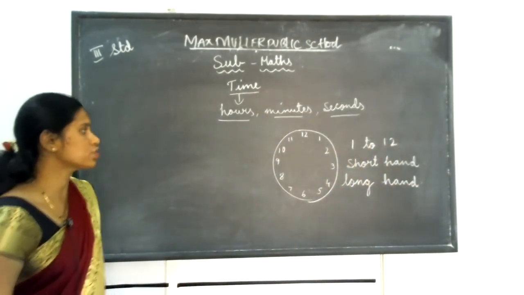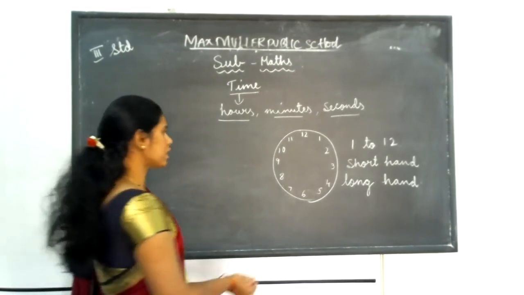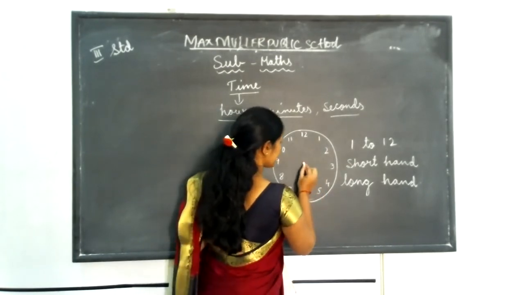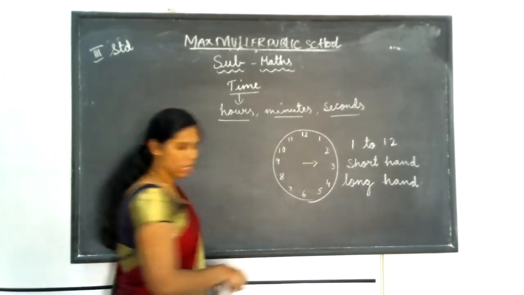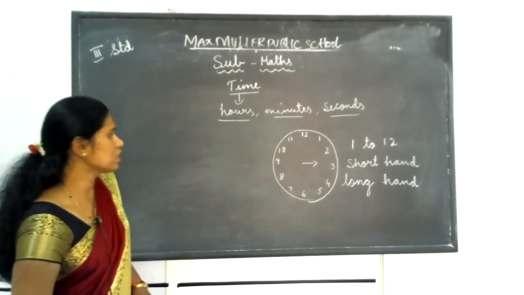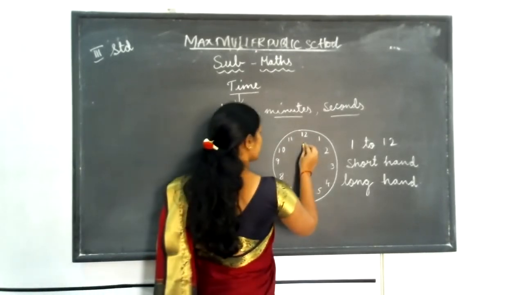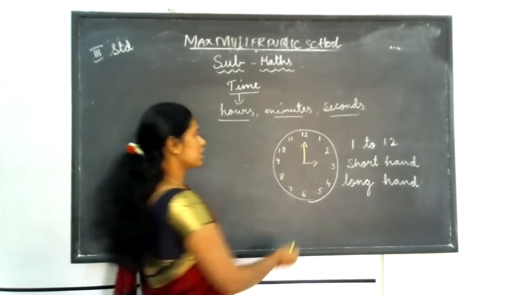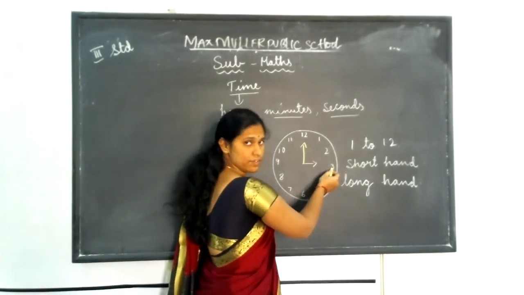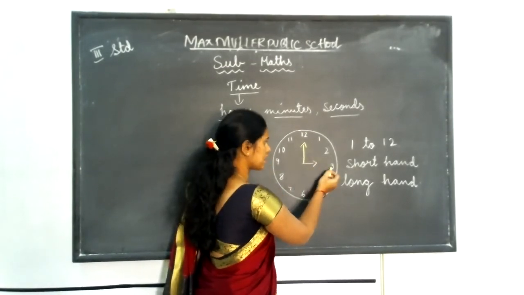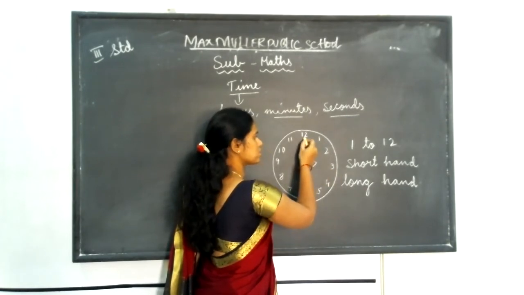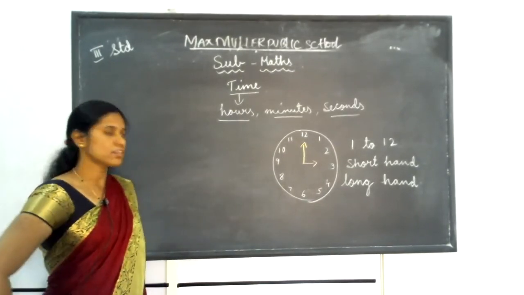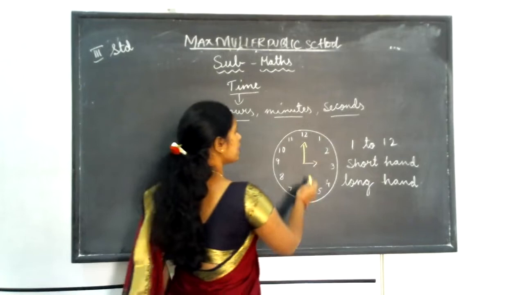So in a clock, to show 3 o'clock or 4 o'clock, what do they do? The short hand shows 3. The long hand is pointing towards 12. So if it is like this, this is 3 o'clock. The short hand is towards 3, the long hand is showing 12. So what is the time now? It is 3 o'clock.